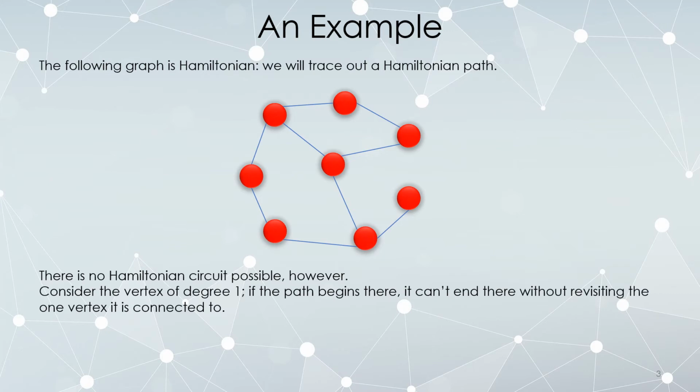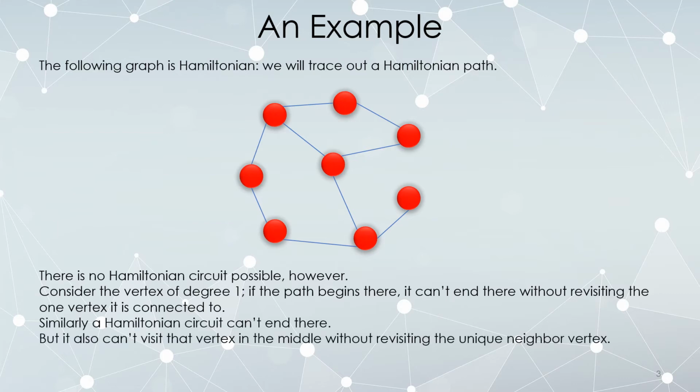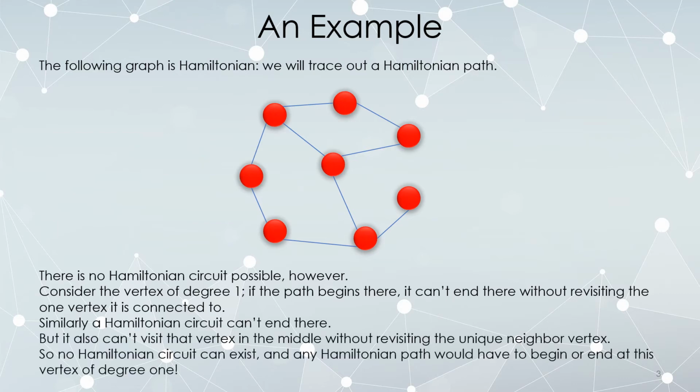Okay, so vertices of degree 1, just as in the Eulerian case, can be very handy in analyzing graphs. Any Hamiltonian path can't visit this in the middle. It also can't start and stop there. Therefore, there can't be a Hamiltonian path on this graph.